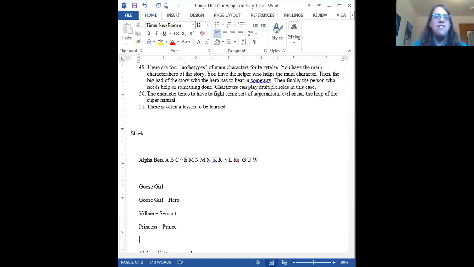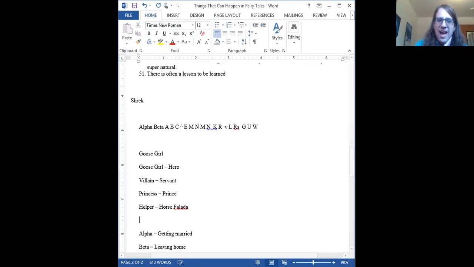No idea what Conrad's doing in this story, honestly. I think if anything, he's just more a part of the problem. Although he could be argued to be, in a weird way, the helper, because he ends up causing the king to be curious. But the real helper in the story, I think, is Falada, the horse. And magical animals make great helpers, as we saw with Donkey. And Falada is the one who really clues the king into what's going on, so is able to help the princess in becoming recognized in a way that she wasn't before. Okay, so we have our cast of characters there.